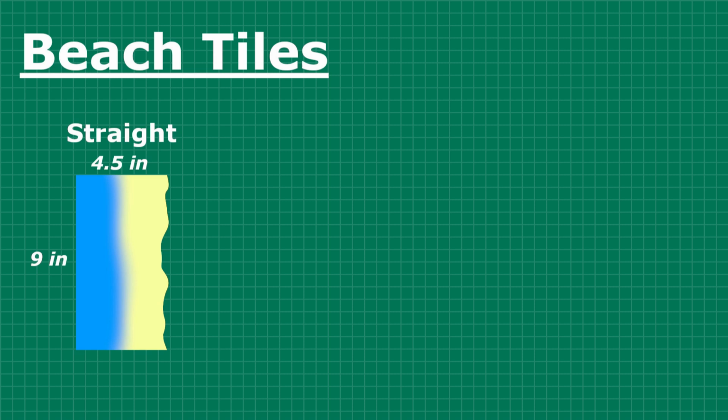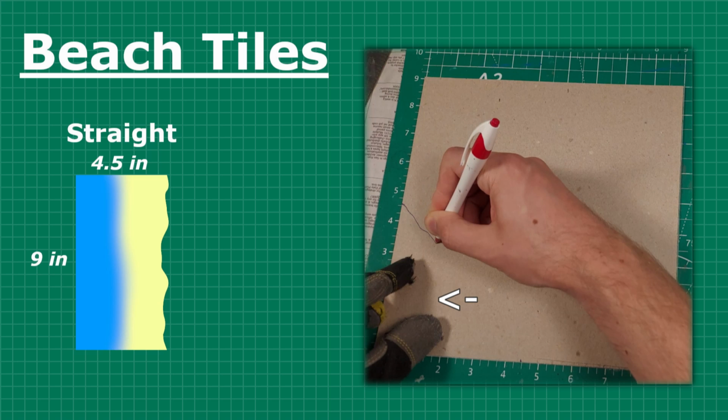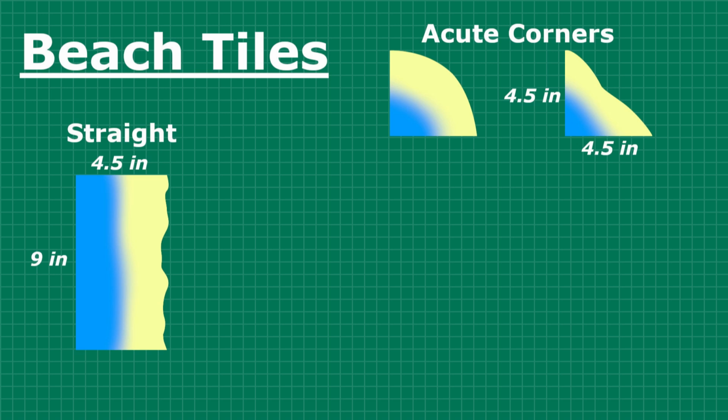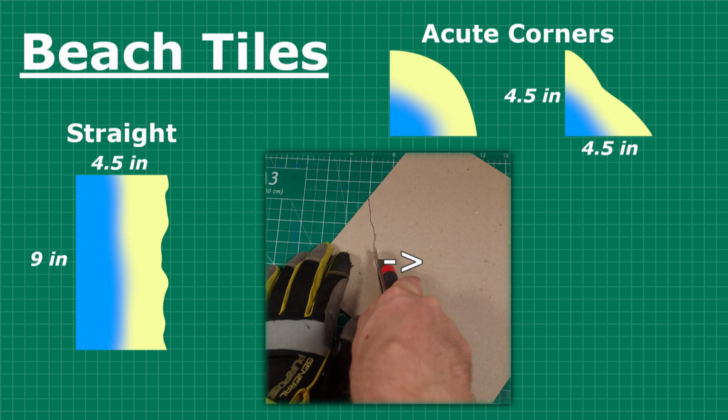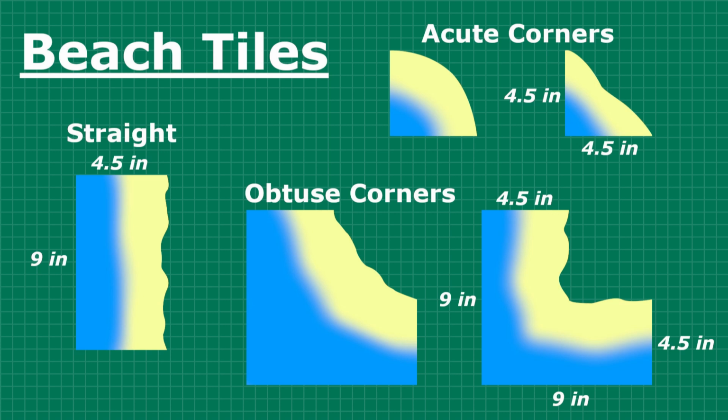Acute corner tiles will be used to make the land curve around the water. They are shaped like a 1/4 slice of a 9-inch diameter pie. They can also be triangular. Obtuse beach corner tiles will be used to make the water curve around the land. They can either look like an irregular pentagon or have an L shape with sides of 9 inches and 4.5 inches. See, this is why you need to pay attention in geometry class, so you can craft miniature terrain. What other application of geometry could there be?